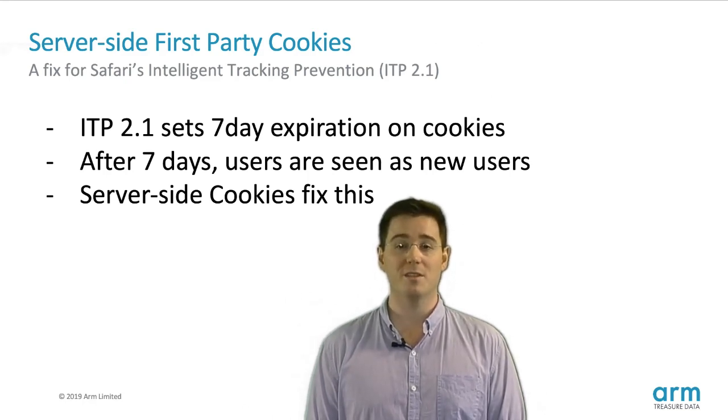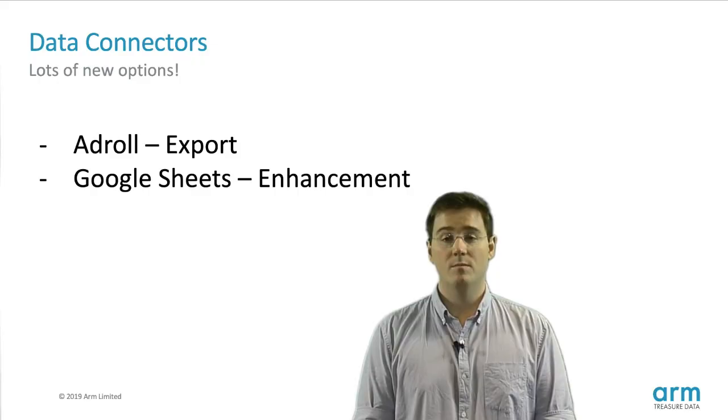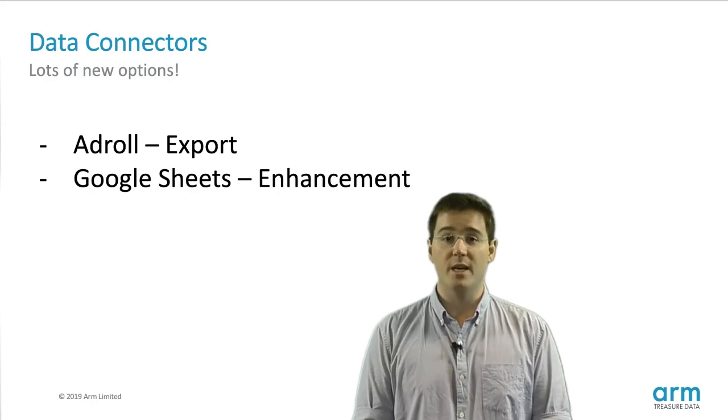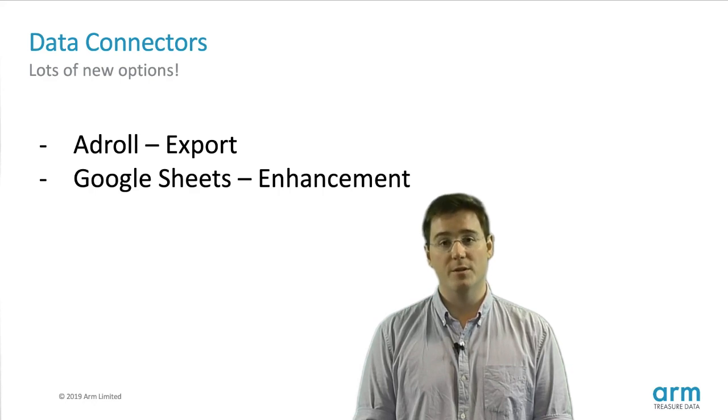Serverside cookies are a fix for this and enable you to continue using your treasure data account just as you'd expect. This month, we've also added some new features to our connectors. Specifically, we've added AdRoll Export so you can better retarget your performance marketing data. In addition, we've also enhanced our Google Sheet Exporter to allow you to use the sheet name to target which folder you export your data to.